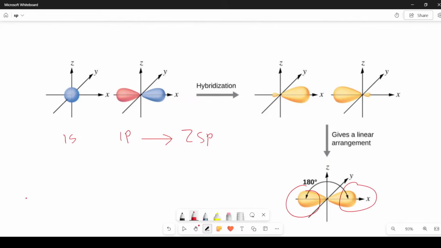So there are 2 unhybridized orbitals. Here we are showing the px as a hybrid with this, but the py and pz are remaining as unhybridized. Therefore, it has a potential to make 2 pi bonds.